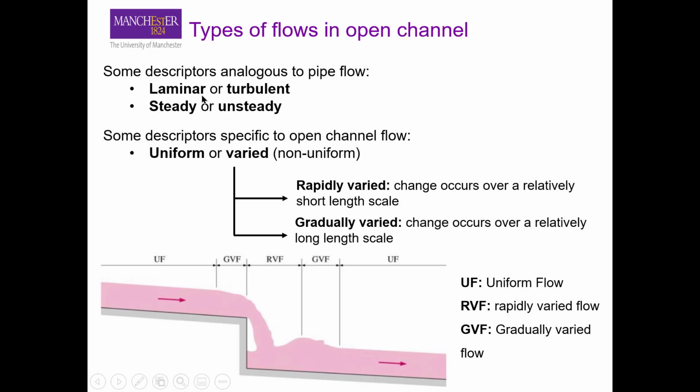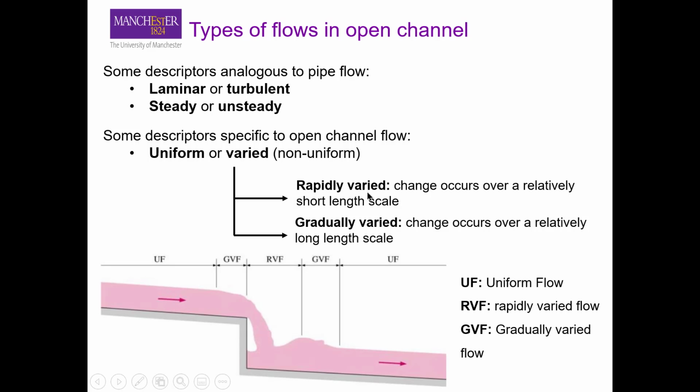We can have laminar flow in an open channel or turbulent flow. We can also have steady or unsteady state flow. And so these are the types that we talked about in lectures 3 and 4 as well for pipe flows. But something that is more specific to open channel flows are uniform and varied flows. And for the case of varied flows, we can have two additional types.